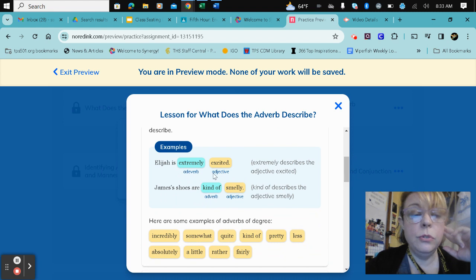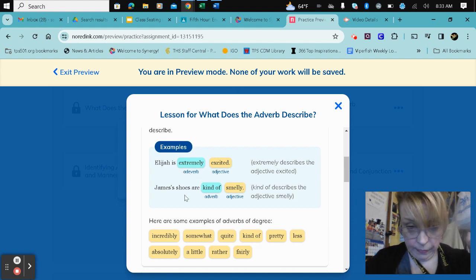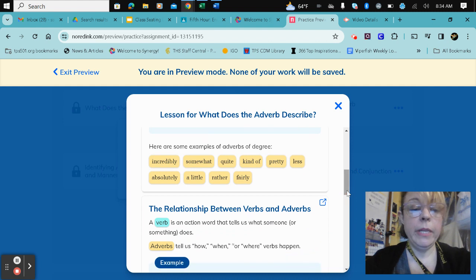So Elijah is extremely excited. So the adverb, and then the adjective. James' shoes are kind of smelly. If you notice, kind of is an adverb phrase that is describing the adjective smelly. Here are some examples of adverbs of degree. So incredibly, somewhat, quite, kind of, pretty, less, absolutely, a little, rather, and fairly.